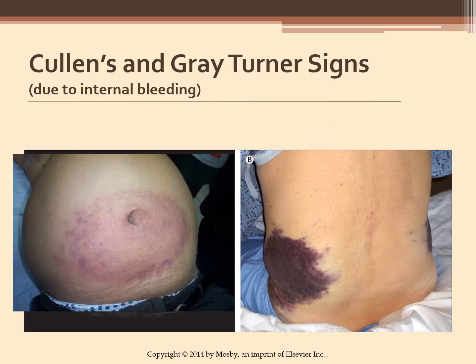Cullen's and Grey Turner's signs are some of the big signs of internal bleeding. Cullen's sign is the ecchymosis around the umbilicus and superficial bleeding underneath the skin. And then Grey Turner's sign is the ecchymosis around the flank area. Can happen due to trauma, ruptured ectopic pregnancy, aortic rupture, or even pancreatitis. Both are indications of what we call a retroperitoneal hemorrhage. Retroperitoneal means behind the peritoneum and outside the peritoneal cavity, so it's kind of hiding back there.